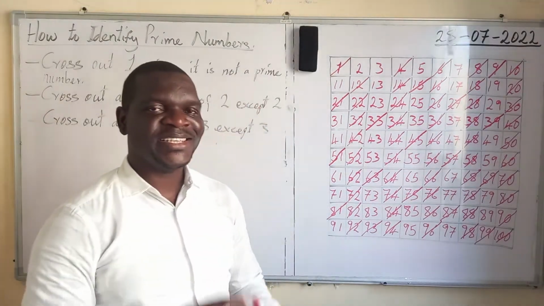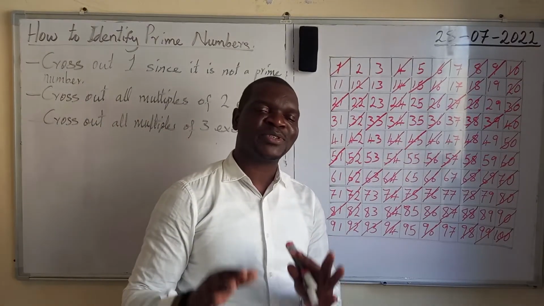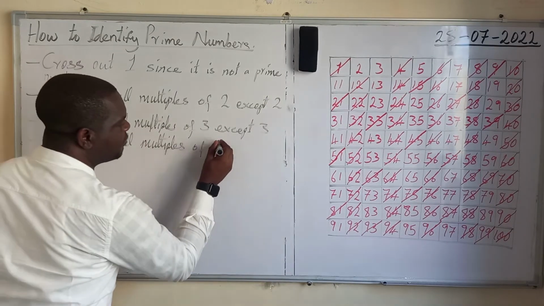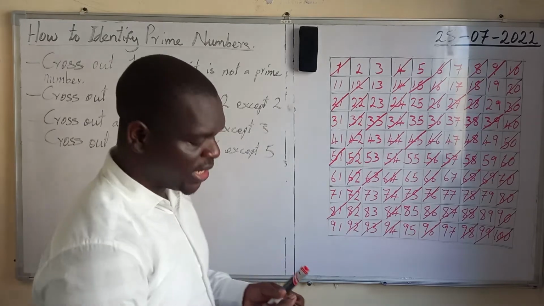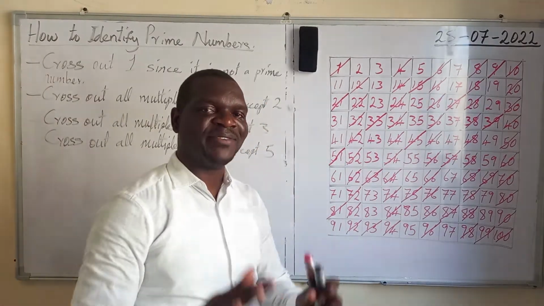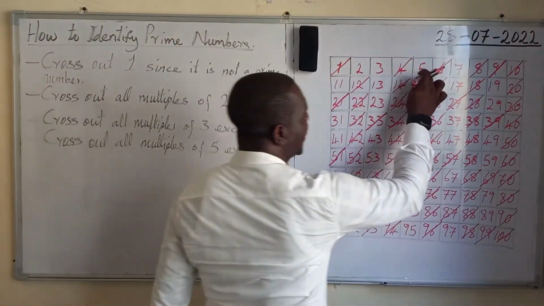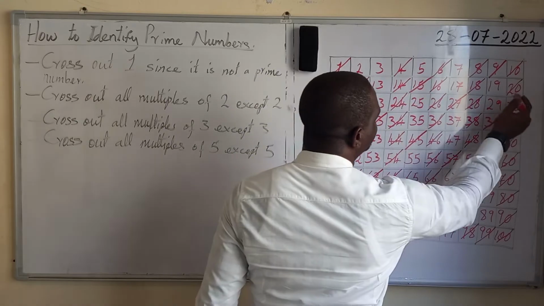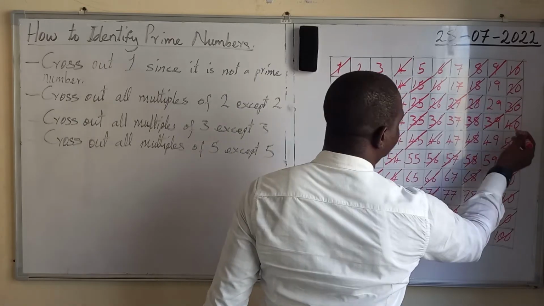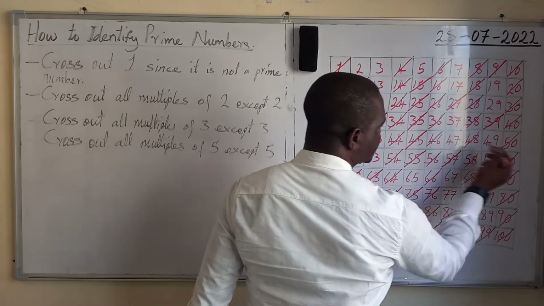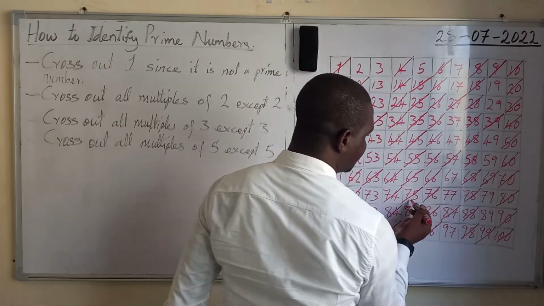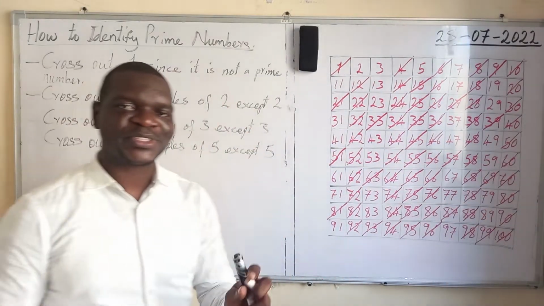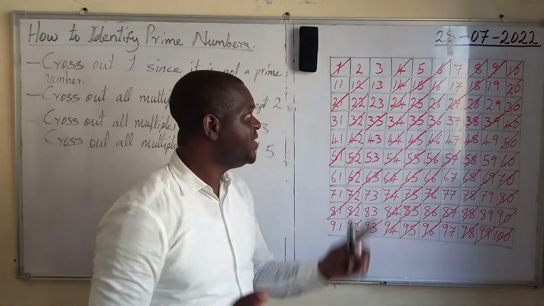The next rule is cross out all the multiples of 5 except 5. We go back to our table and cross all the multiples of 5 except 5 itself. So 5, we leave it. We go to the next, which is 10. 10 is already done. 10, 15, 20, 25, 30, 35, 40, 45, 50 done. 55, 60, 65, 70, 75, 80, 85, 90, 95, and 100, which is already done. We've crossed out all the multiples of 5, leaving out 5.